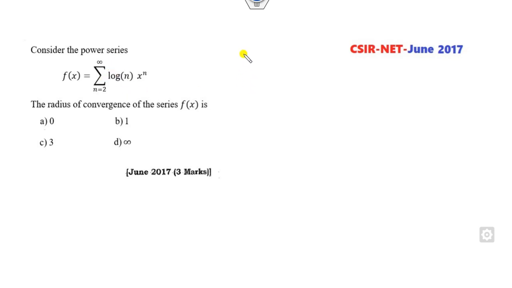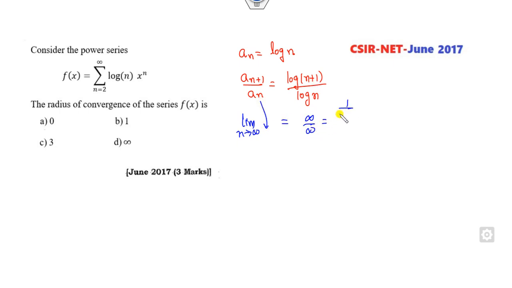Consider the power series of this. So an is log of n. Then the radius of convergence. I can start with an plus 1 over an. Now what is the limit as n approaches infinity of this quantity? It's an infinity by infinity form, so I can apply the L'Hopital rule.